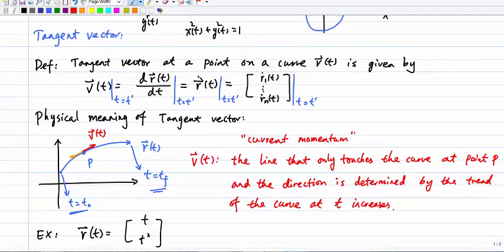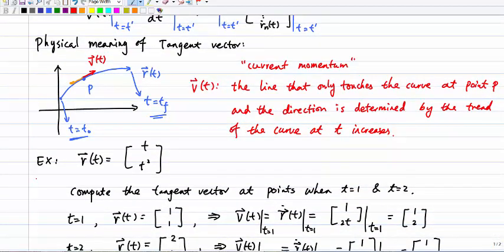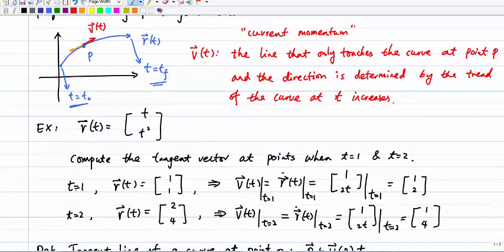Alright, so let's talk about how to compute the tangent vector. After figuring out the physical meaning, which is a little bit difficult to understand, the actual computation is really straightforward. You just take a derivative and then evaluate it at a particular point. For example, if I give you a 2D curve given by t and t squared, I want to compute the tangent vector at the points when t is equal to 1 and t is equal to 2. The point when t is equal to 1 is r(t) equal to (1, 1), because you just replace t by 1.